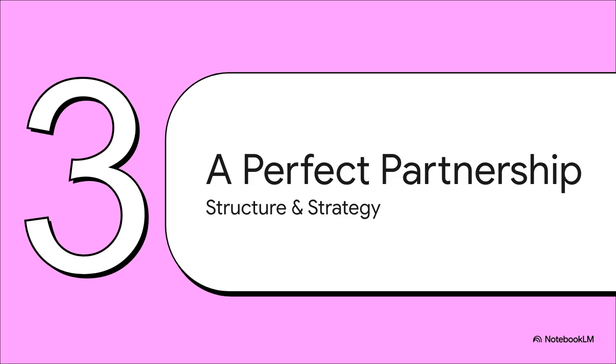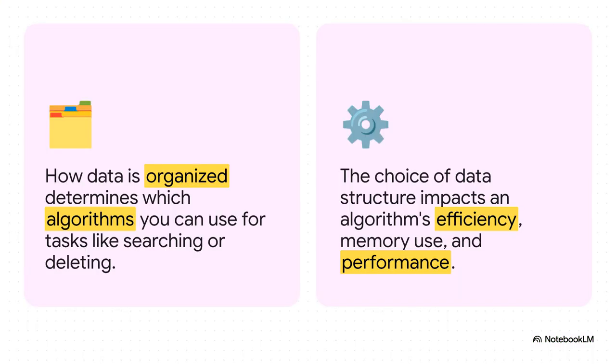But here's the real key. Neither of these concepts, data structures or algorithms, works in a vacuum. Nope, they exist in what you could call a perfect partnership. It's a combination of structure and strategy. You really can't separate them. The way you structure your data, your toolbox, directly determines which algorithms, or which instructions, you can even use in the first place. And on the flip side, the algorithm you want to run will either be lightning fast or painfully slow, depending entirely on the data structure it's working with. They're like two sides of the very same coin.